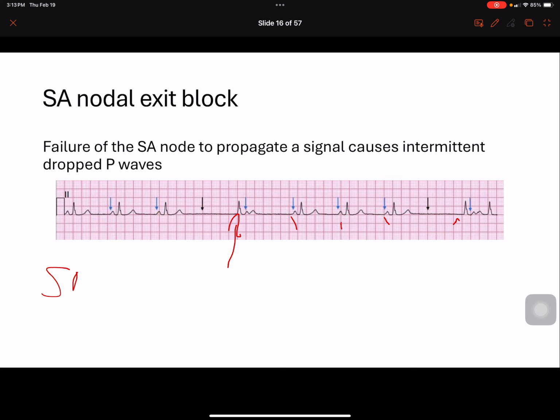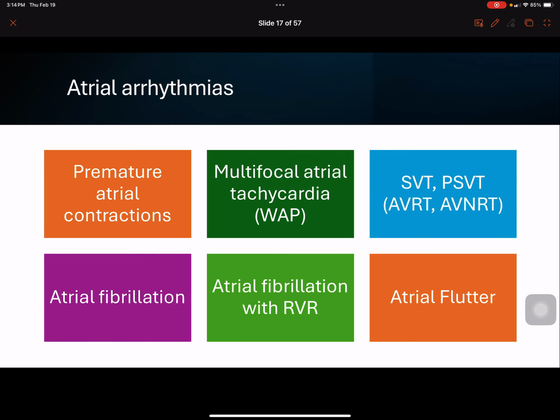like if here's my SA node and I'm trying to get to the AV node, right? The signal is blocked from actually leaving the SA nodal tissue, and that could be from fibrosis, it could be from all sorts of different causes. It can lead to sinus bradycardic rhythms, so slow rhythms. And again, if it's symptomatic, we can treat with atropine. Very uncommon to have to pace somebody with a SA block, but it's a type of rhythm that could exist causing bradycardia.